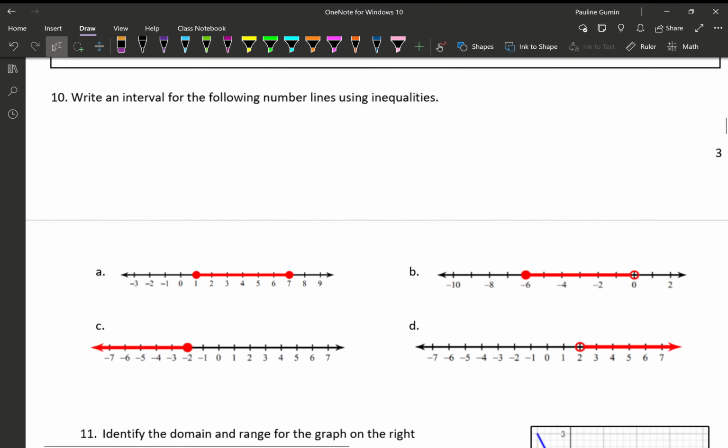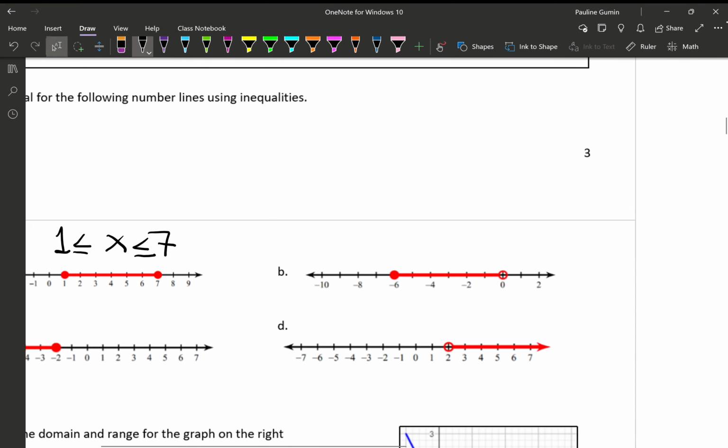So let's write interval notation for A, B, C, and D. I think I can fit it up here. Okay, A. A has one circle at 1 and another one at 7. Now both of them are closed, so we're going to make them or equal to's. X is in the middle. Your inequalities should be pointing to the left because X wants to be on the bigger end of 1 but on the smaller end of 7.